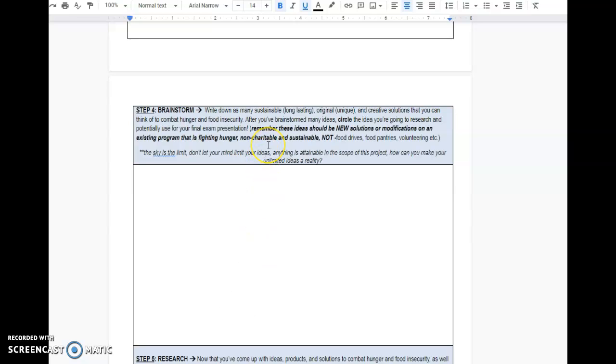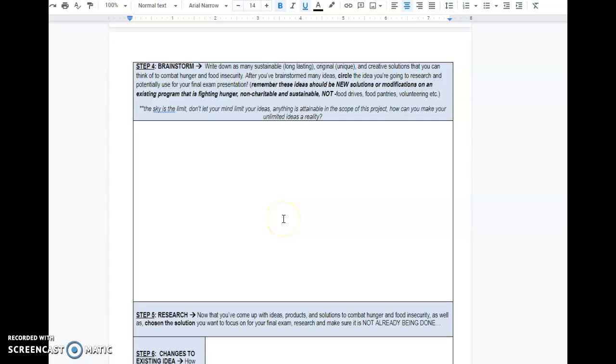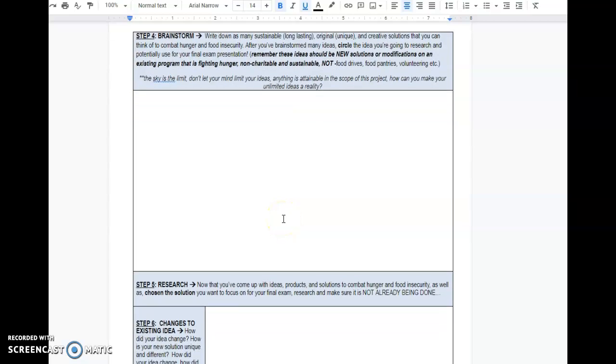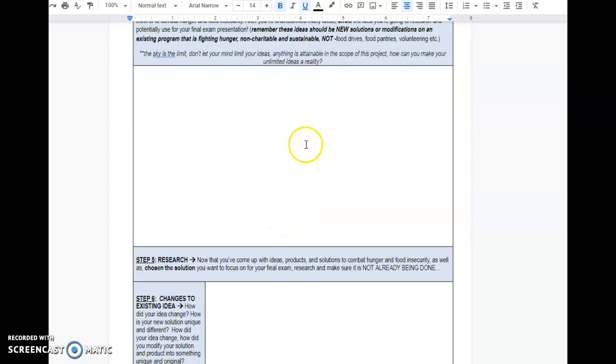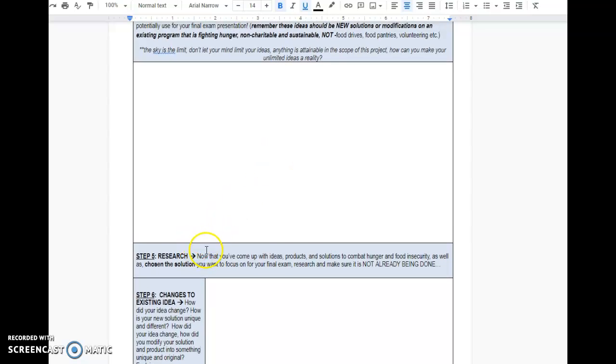But make sure that your ideas are new and it's not focused on charitable ideas. So for instance, like food drives or food pantries, you want to stay away from that. After you've chosen one of these solutions that you really want to dig deep into, you need to do some research and make sure that it's not already being done.